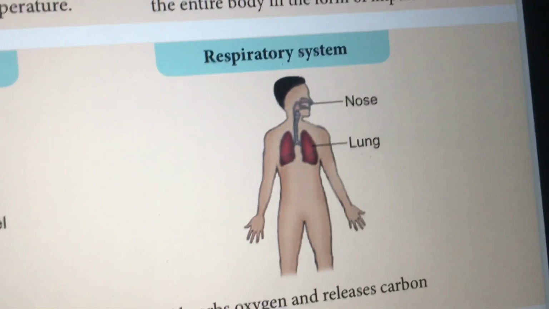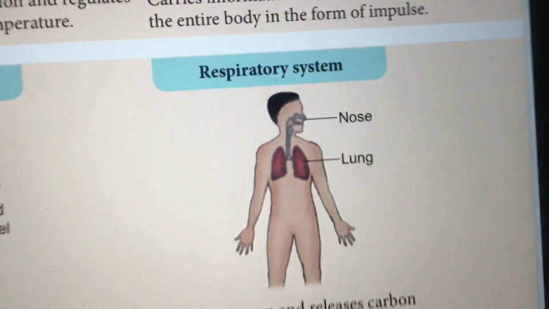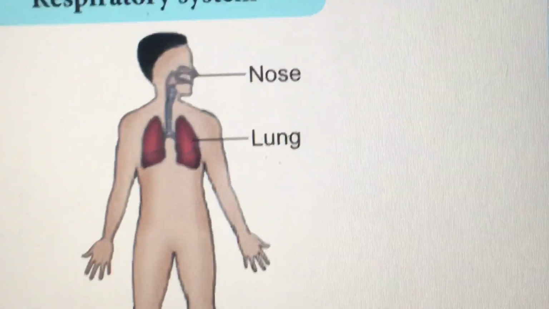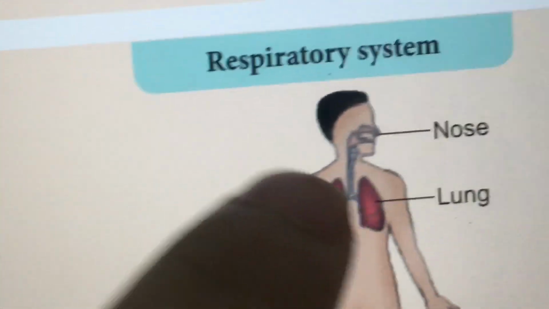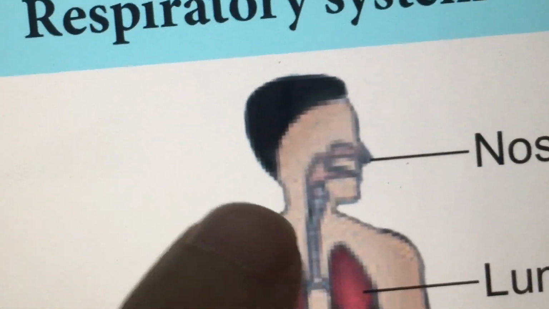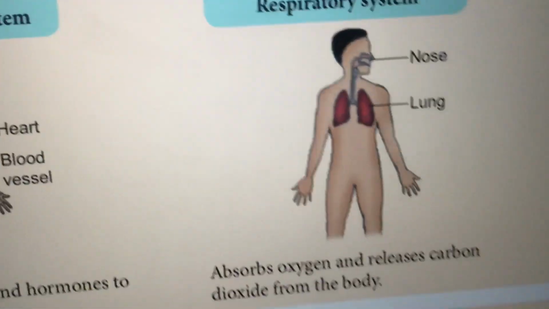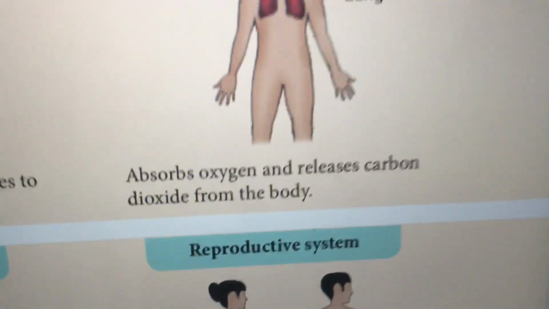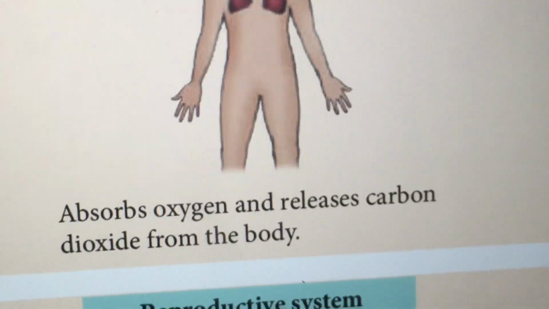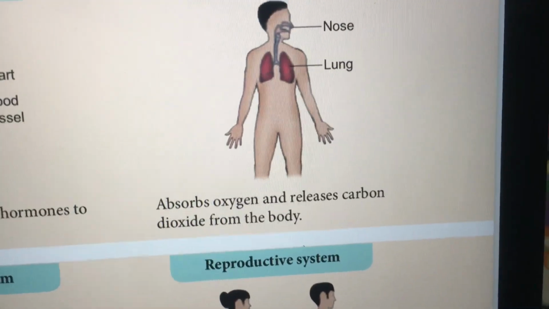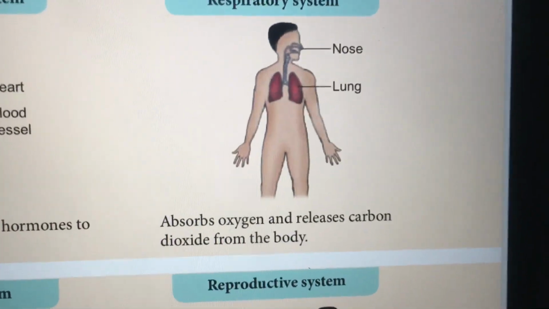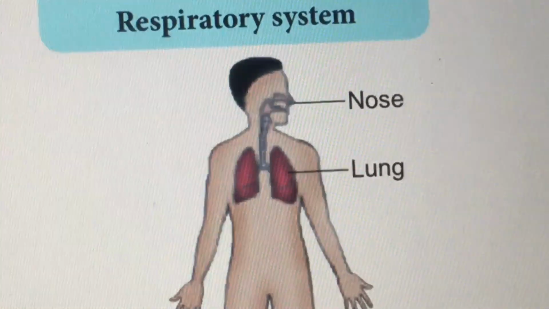We have the respiratory system right here, sistem pernafasan. Ada hidung. Sebenarnya ini ada trachea di tengah ni. Trachea. And then we have lungs, which is peparu. It absorbs oxygen and releases carbon dioxide from the body. Dia menyerap oksigen dan membebaskan karbon dioksida daripada badan.